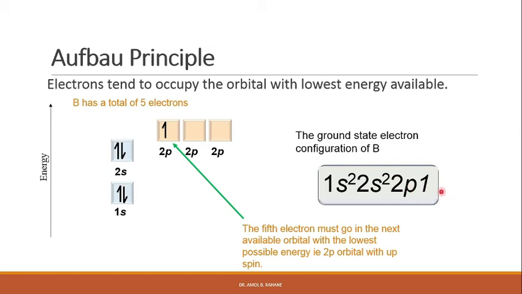Now if the sixth electron comes into the picture, where should it go? Will it go to the next 2p orbital, or pair with the first electron with down spin? The solution is given by the next rule, that is Hund's rule.